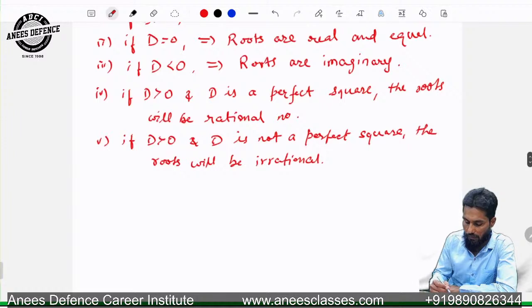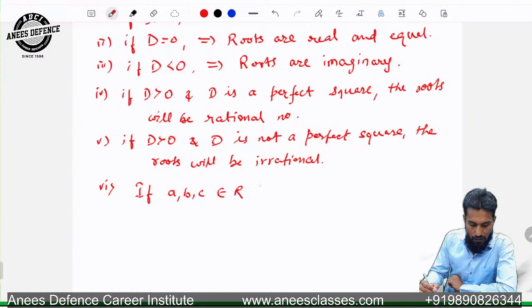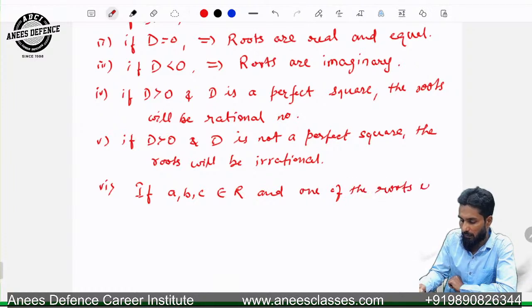There are some more points which we can discuss. Now after the 5th point, these more points which we are discussing we can use as short tricks for solving competitive questions, for NDA basically. Also in MST CAT it is going to help you. The 6th point: if a, b, c belong to real numbers and one of the roots is imaginary, then what can you conclude about the second root?